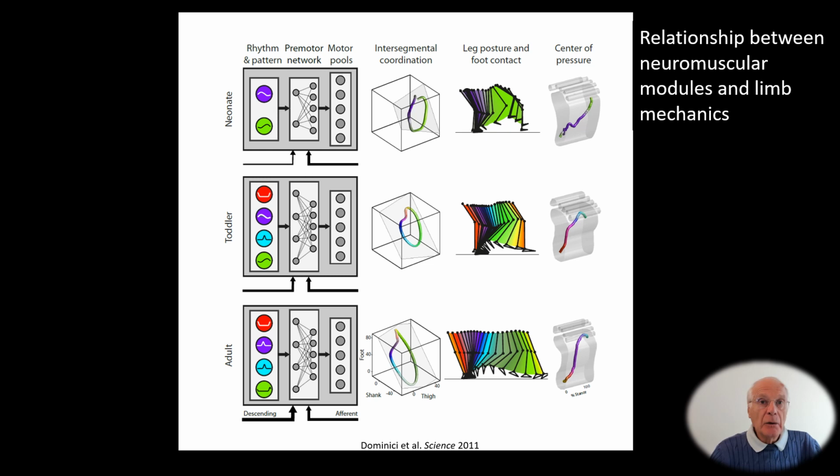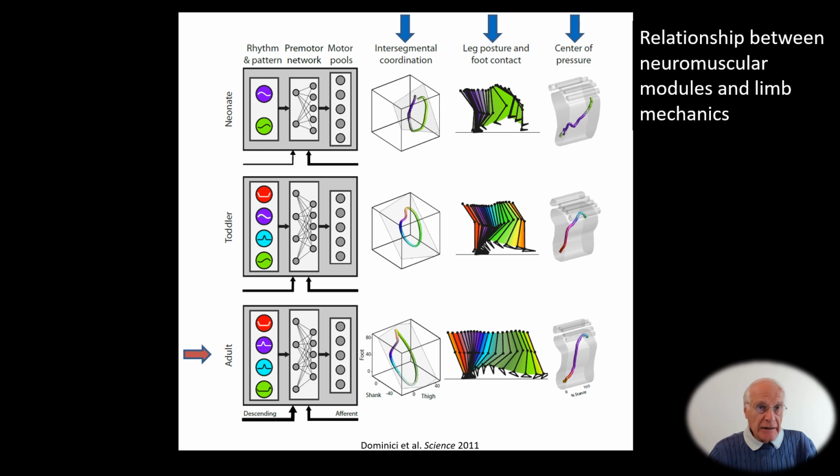We considered the relationship between the developmental changes of the neuromuscular modules I described before and the parallel changes in limb mechanics. Different colors identify the temporal correspondence between the modules and the limb kinematics. The two activation patterns of neonates are sufficient for the planar covariation of thigh, shank, and foot motion, but the posture is flexed, the feet are lifted high during swing, and the heel-to-toe shift of pressure during stance is absent. In toddlers, the new patterns are timed at touchdown and liftoff, providing shear forces to decelerate and accelerate the body.